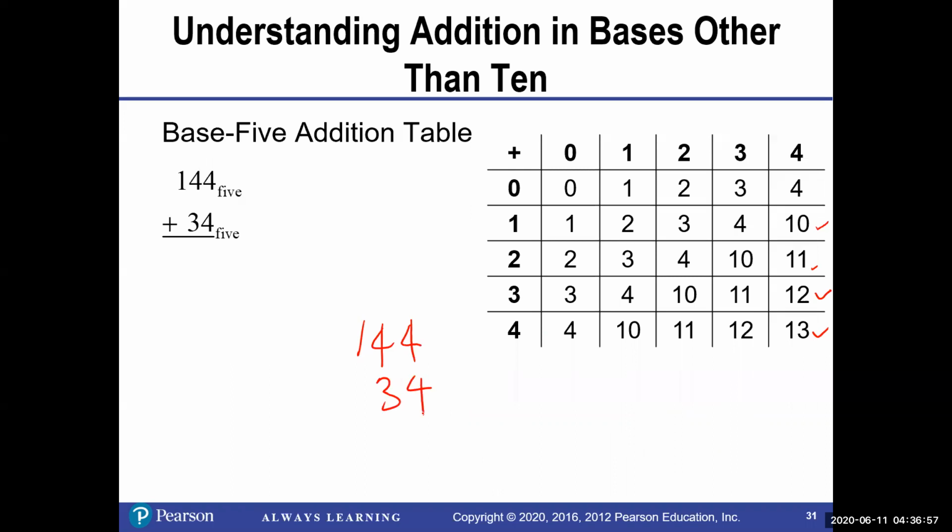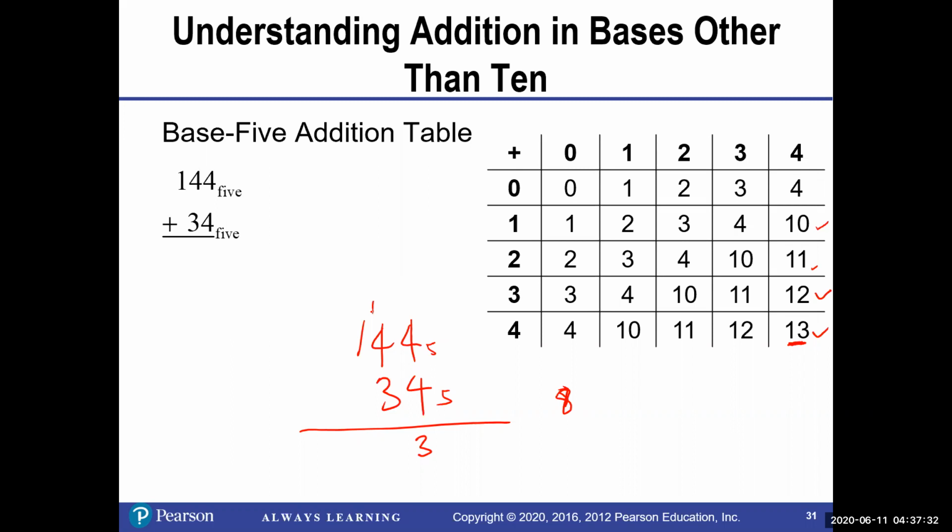base 5 plus 34 base 5. So 4 plus 4 is what? 4 plus 4 is 8, but you're adding in base 5, okay? So you have your 8 right there. And we know that 4 plus 4 is what? 13 in terms of base 5. So I'll write 3 right there, and I'll push the 1 up there.